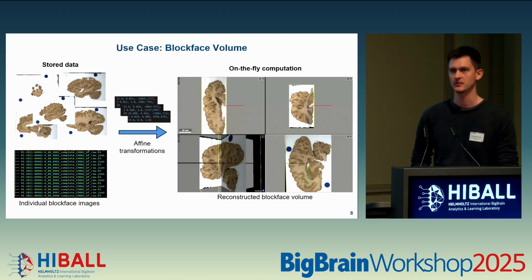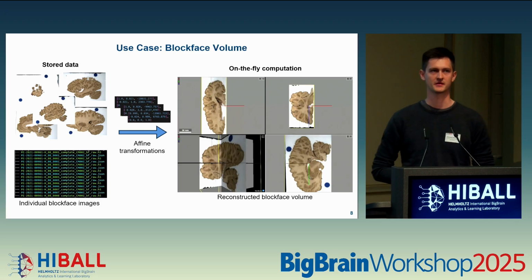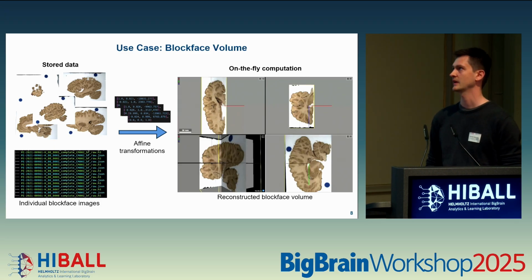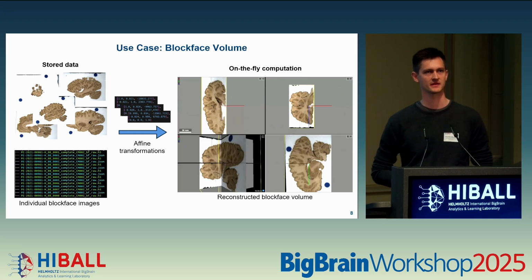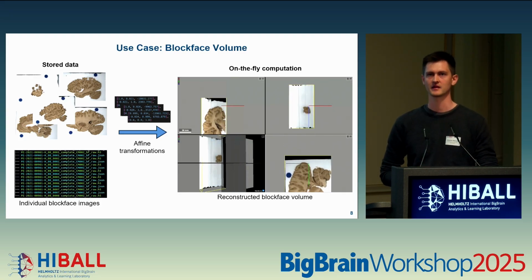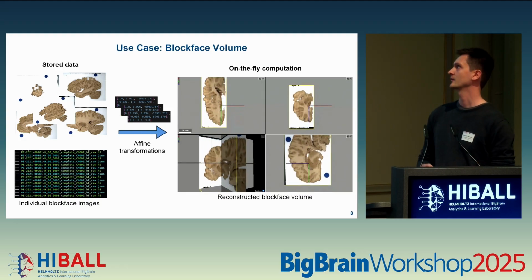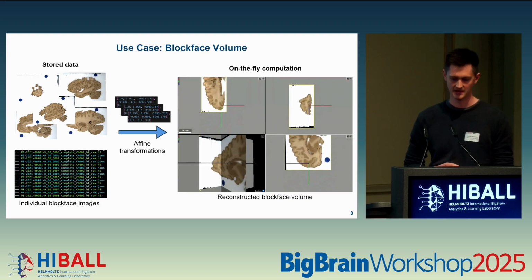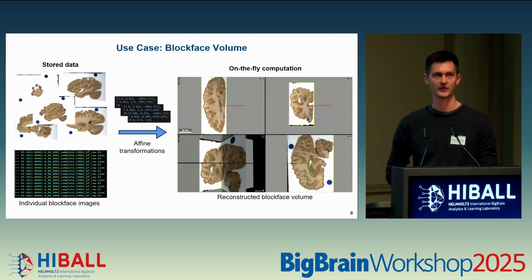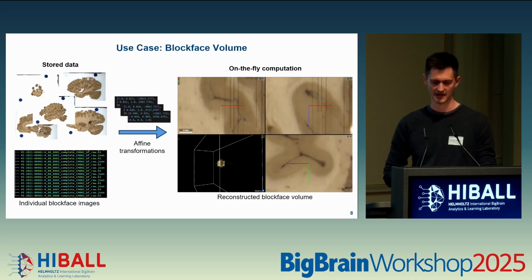And we can not only apply it to single plane images, but we can also apply it to 3D reconstruction of brains. For example, here we have block face images of a whole hemisphere stored together with affine matrices that can then be used to create a 3D model of the brain. And instead of duplicating the data, transforming it, we see here on the right a just-in-time computation of the transformed volume. So it's not stored on disk, but it's just computed as the user accesses the data.